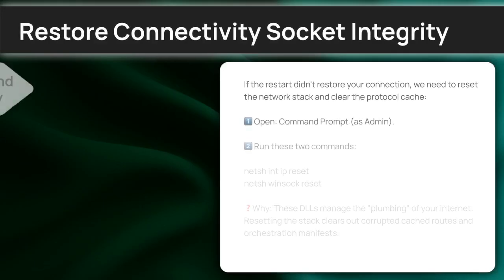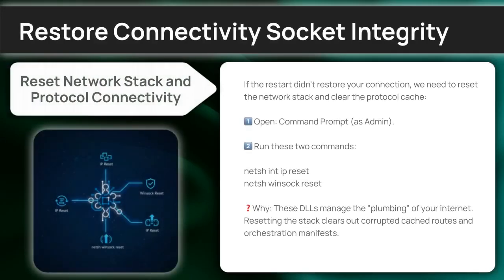Since the restart didn't reset the service, we'll manually trigger the refresh now. If you need to pause the video anytime during these instructions, go ahead. If the restart didn't restore your connection, we need to reset the network stack and clear the protocol cache.